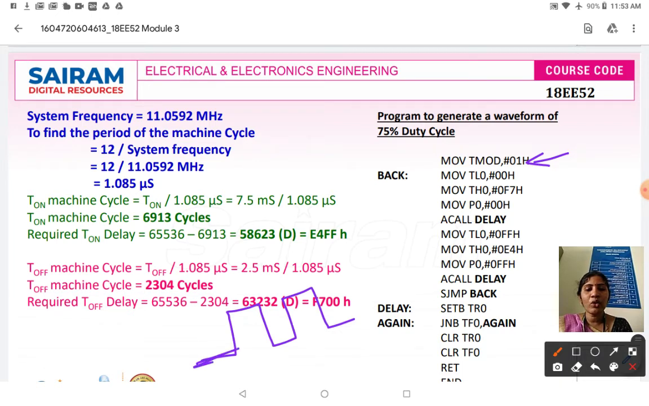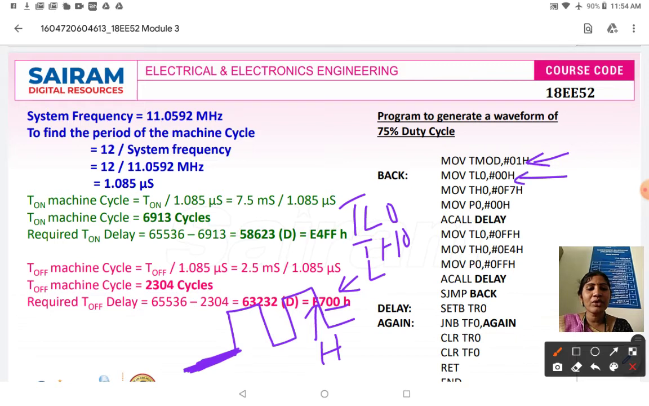So first I will load the data that is required for the off time delay. So we have F700. In this, 00 will be your lower byte and F7 is going to be your higher byte. I am planning to use timer 0. So we will be loading the data in TL0 and TH0. So MOV TL0, #00. MOV TH0, #F7. Then I am going to move a value 00 to port 1. ACALL delay.